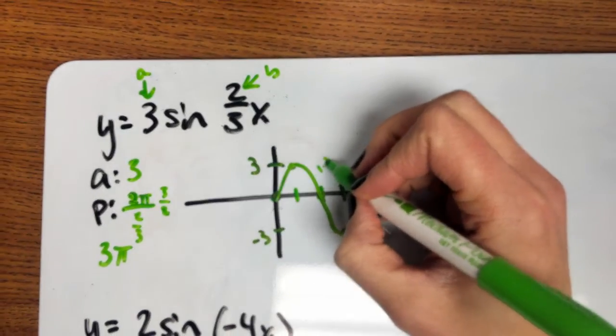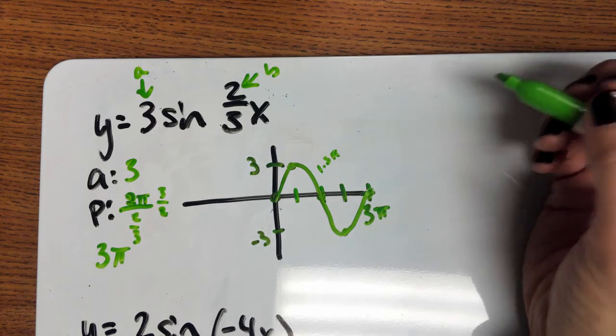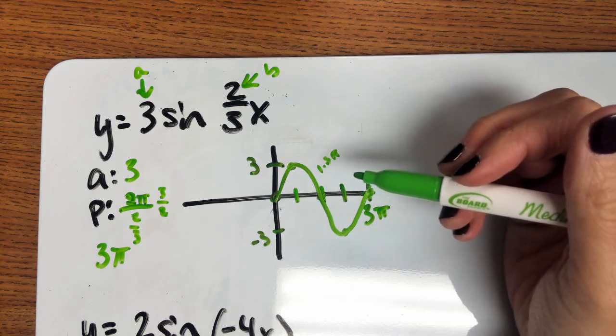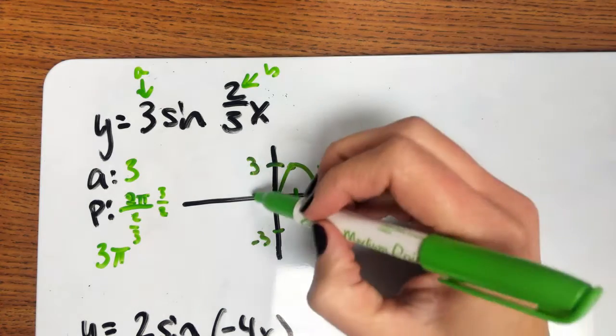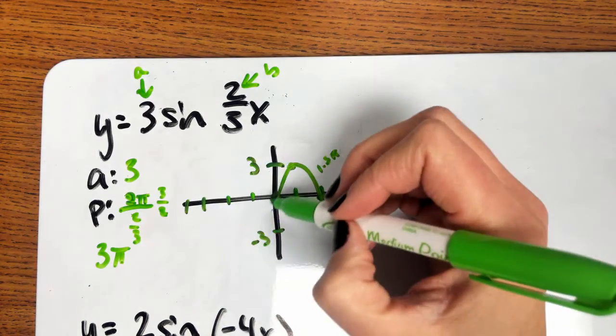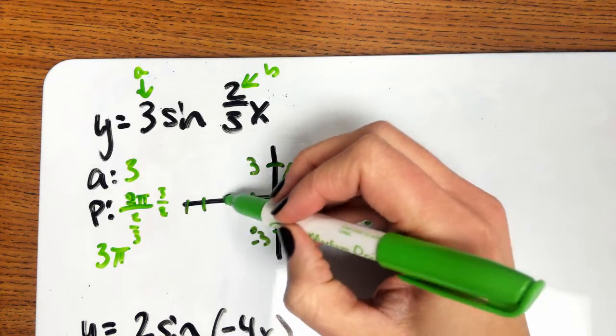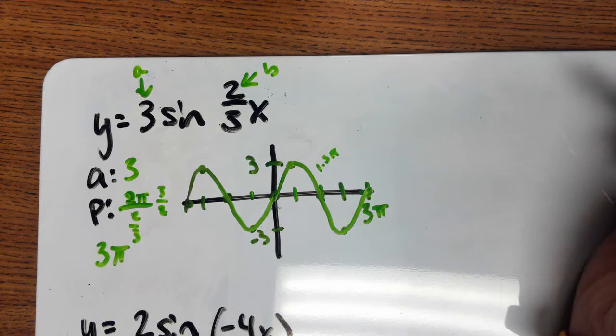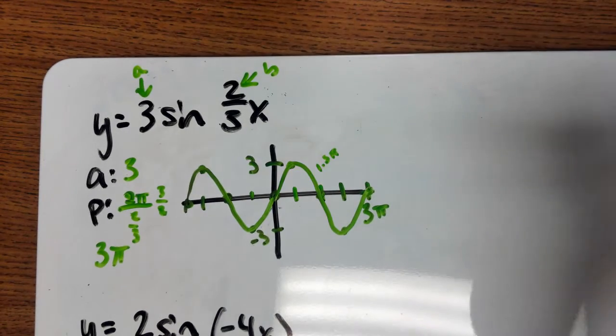This would be 1.5 pi or 3 pi over 2. This would be 3 pi over 4 or 0.75 pi. So if we had to break them down even further, we could do that. We also could go backwards. We just have to remember to go down first. And then we've got 2 periods. So that would be a complete sine graph.